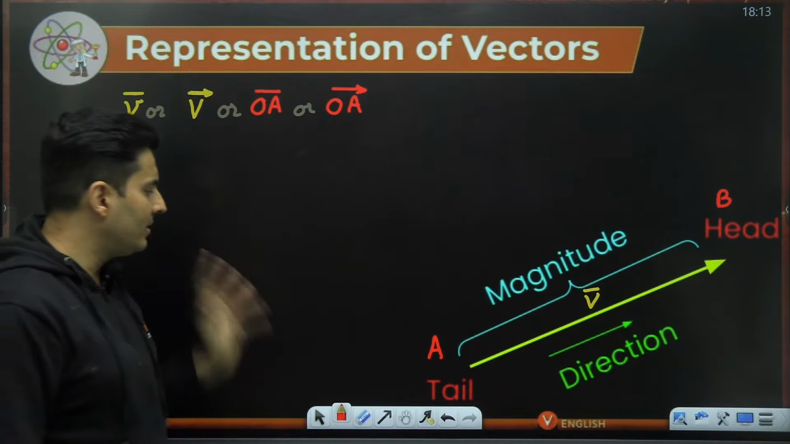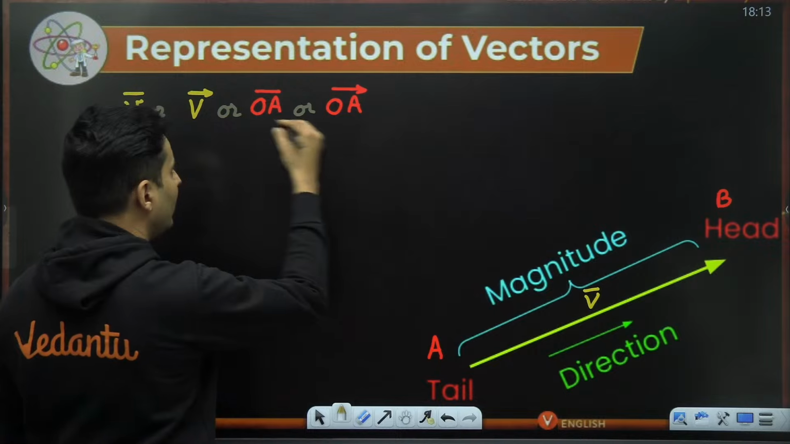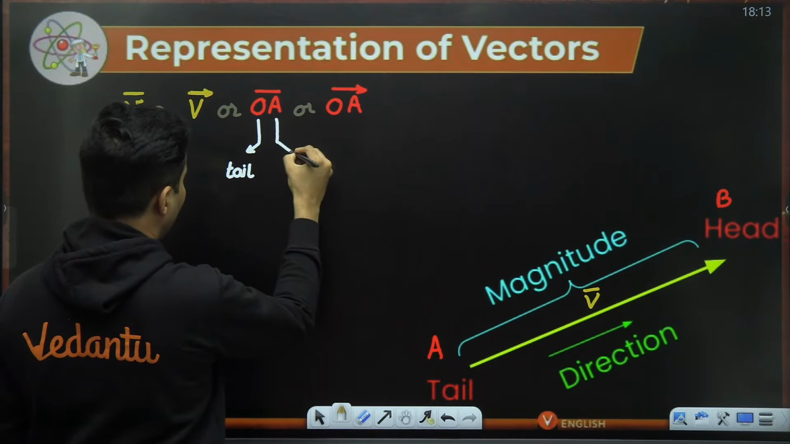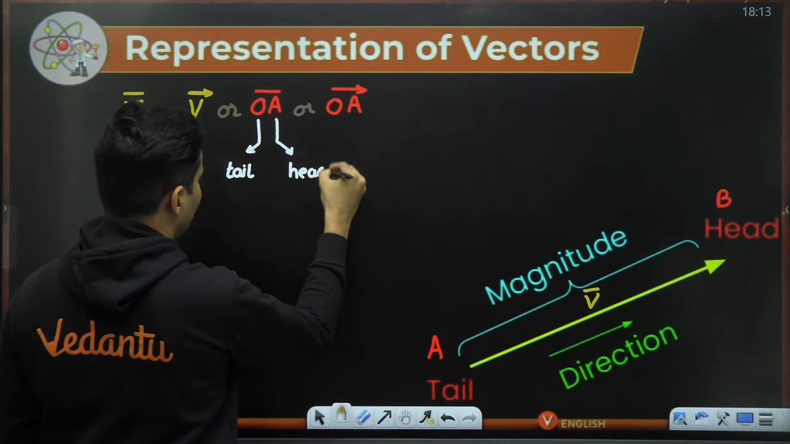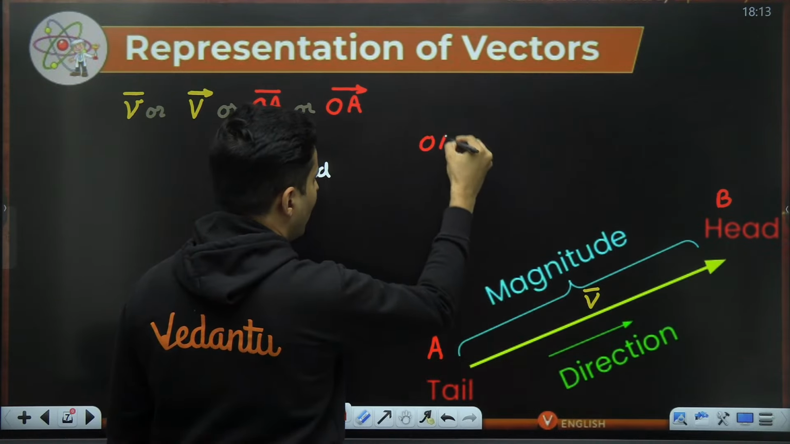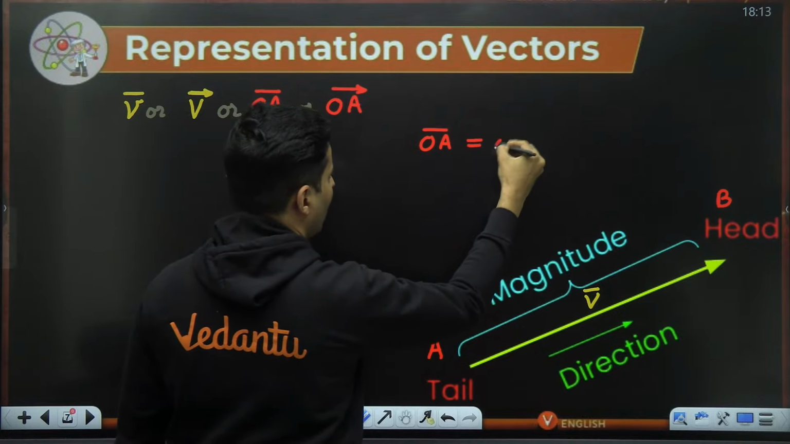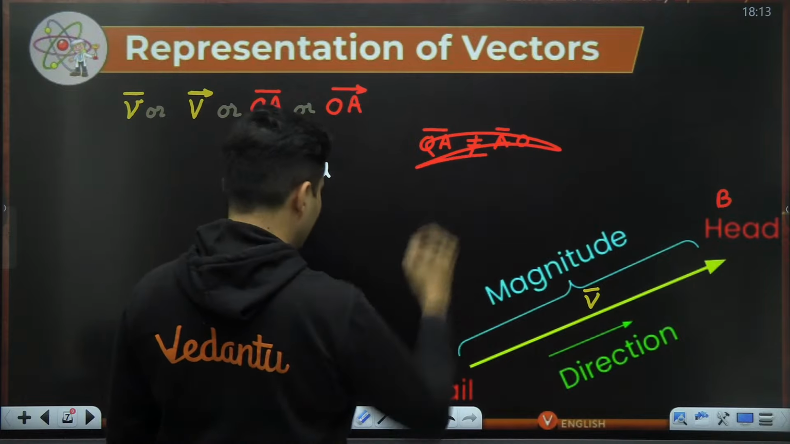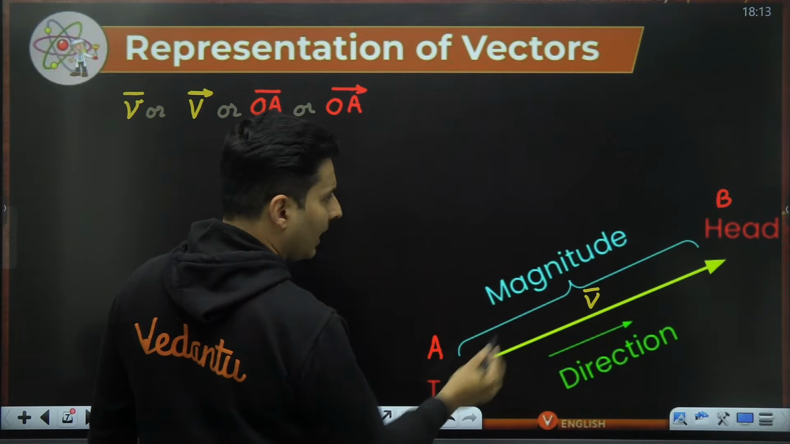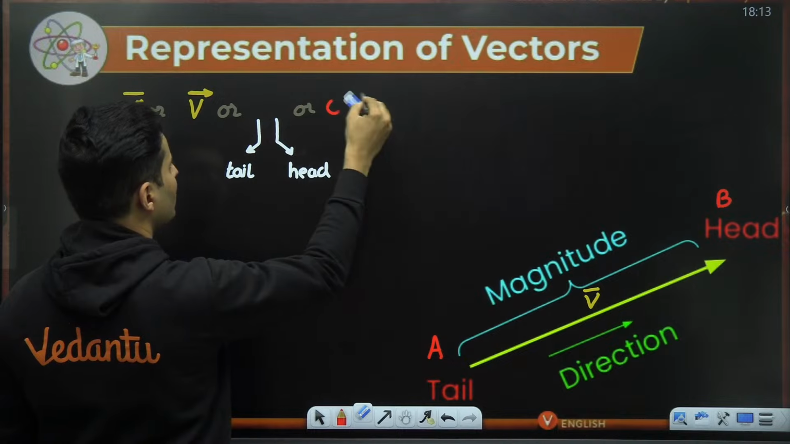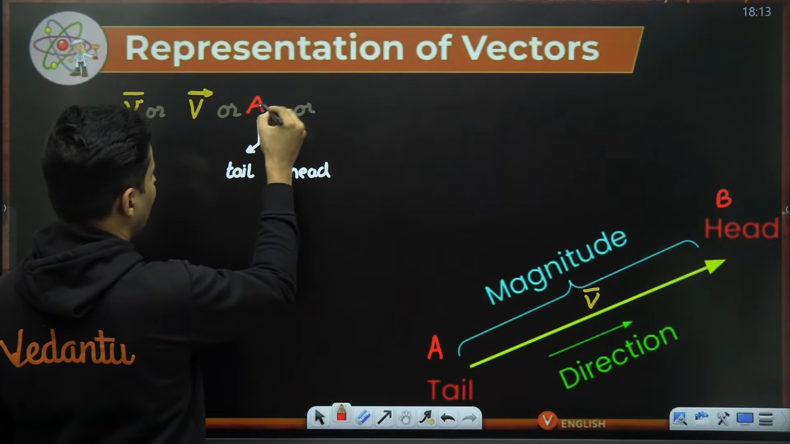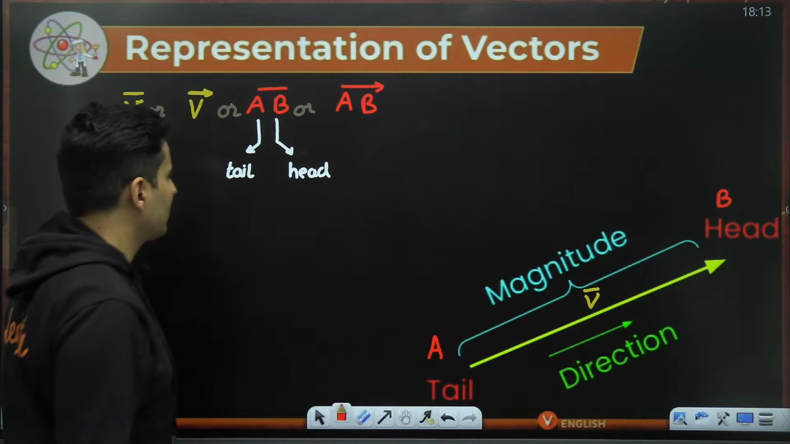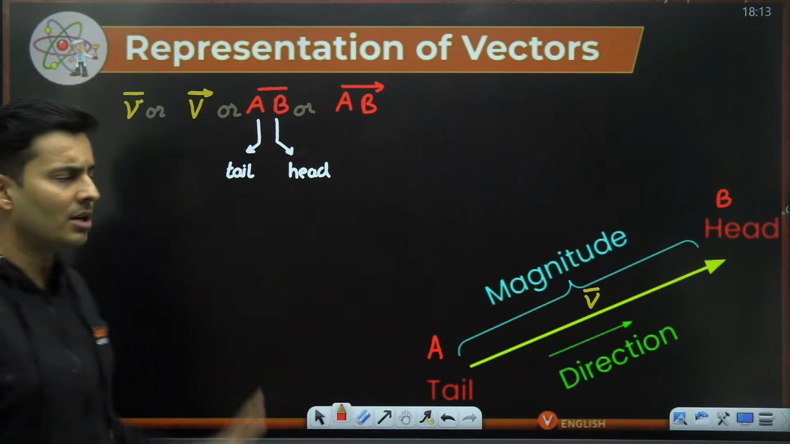When you use two alphabets, please keep in mind that the first alphabet is always the tail and the second alphabet is always the head. So OA vector or AO vector is not the same. It is definitely not going to be the same. In this case, the tail is A and the head is B. So I can write AB bar, AB arrow mark, whichever way you prefer.